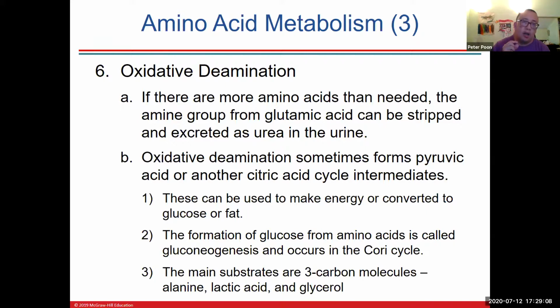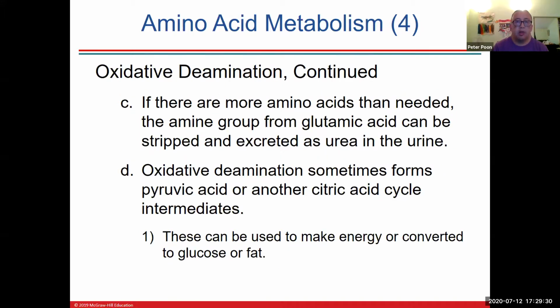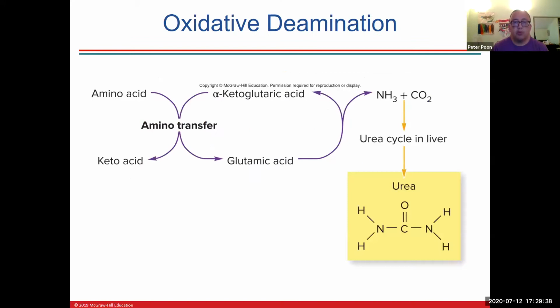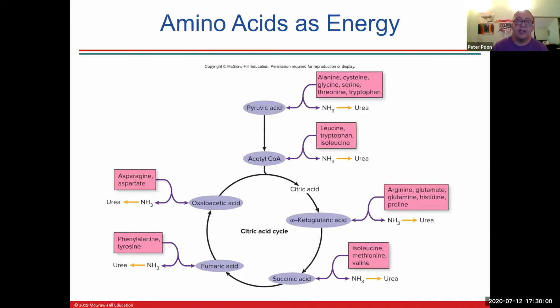So if we remove the nitrogen, we need to get rid of it. We can't just have free nitrogen floating around because that ends up being ammonia. So there you go, we can transfer amino acids into this. If we strip off the nitrogen, we add nitrogen to CO2, and we make urea, and then we pee out urea. Again, amino acids can go into the citric acid cycle, or here, right above it, into pyruvate, but we usually don't do that.